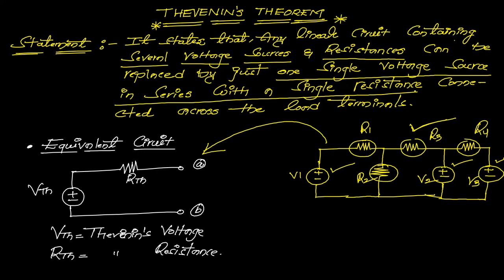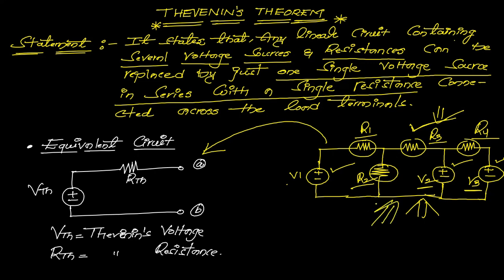What is the meaning of this statement? Suppose we have a network like this, and in this network we have V1, V2, V3, three voltage sources, and R1, R2, R3, R4, four resistances. It means in this network we have several voltage sources like V1, V2, V3 and several resistances like R1, R2, R3, R4. Clear?